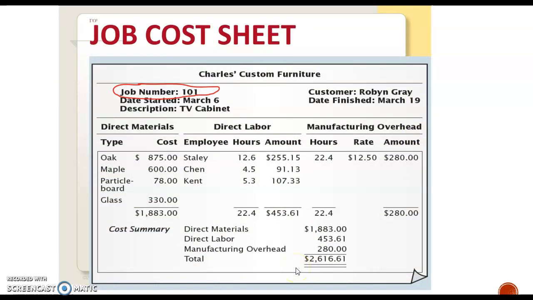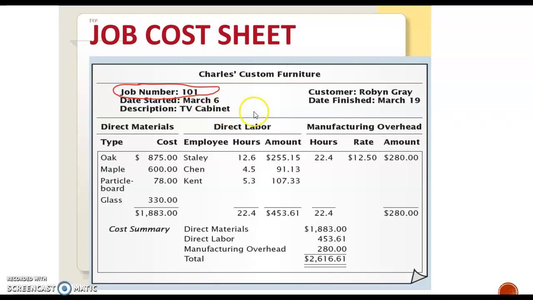Now here is an example of a job cost sheet. We're going to have the job number on it, when we started the job, when we finished the job, who the customer is, and what it is that we're making, what is in the job. Now in this case, it's one thing, one TV cabinet.